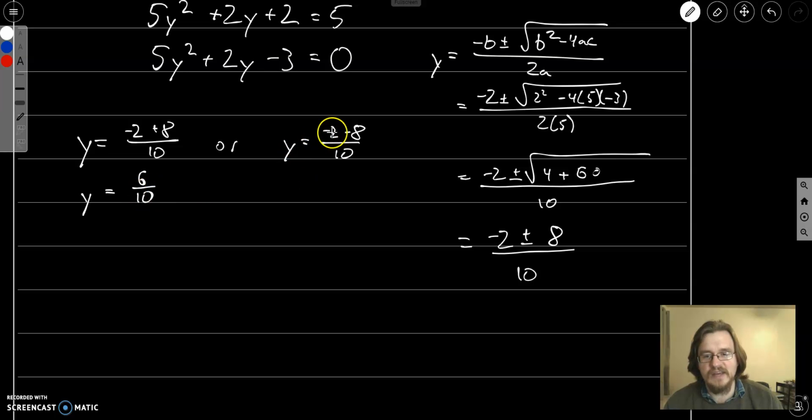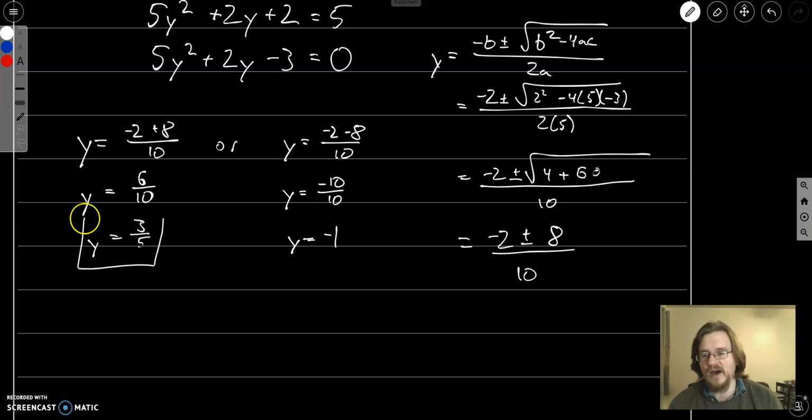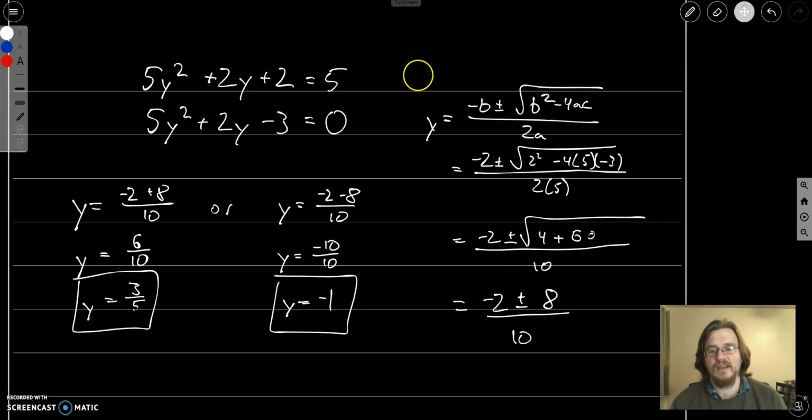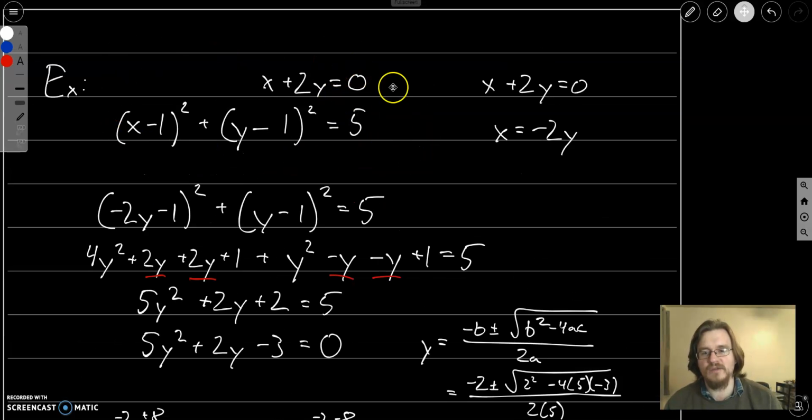And then this one is negative 2 minus 8. Well, that's negative 10 divided by 10, and both of these simplify. 6 over 10 is 3/5, and in this one, we've got negative 10 over 10, which is just negative 1. So we know that y is either 3/5 or negative 1. That's a lot of work for one variable, but we have two variables.